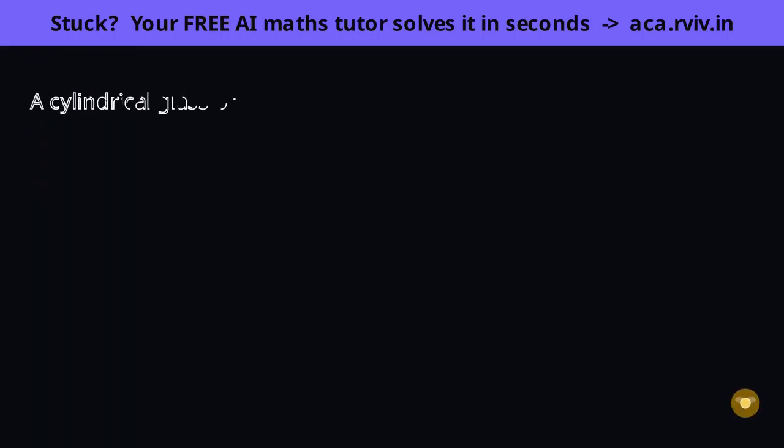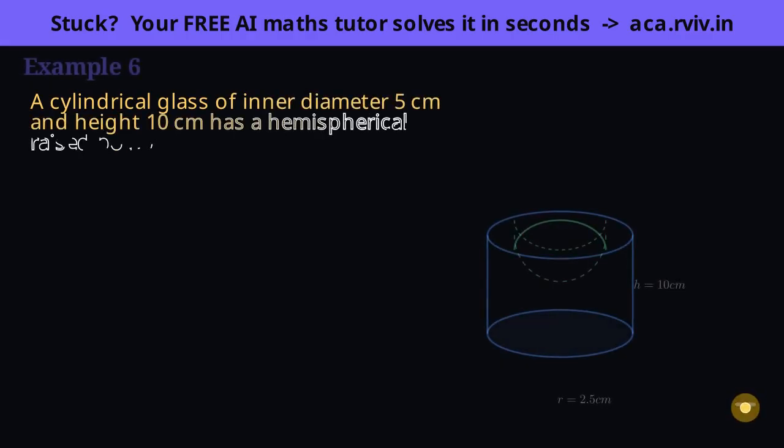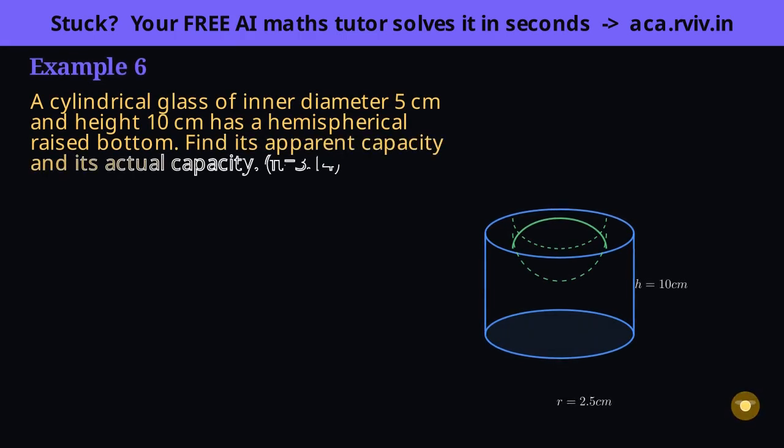That raised bottom bulging up into the glass quietly steals some of your drink. Apparent is what it looks like it holds, actual is what it really does, the gap is the cheat. The two words in the question are the whole idea, so let's pin them down. Apparent capacity is what the glass looks like it holds if you ignore the shaped bottom, a full straight cylinder. Actual capacity is the real drink, which is that cylinder minus the hemisphere that bulges up into it from below and takes up room.